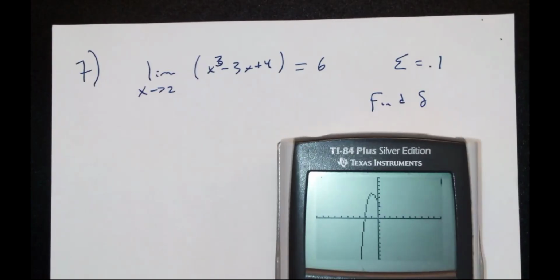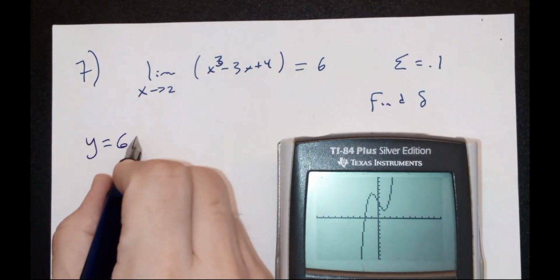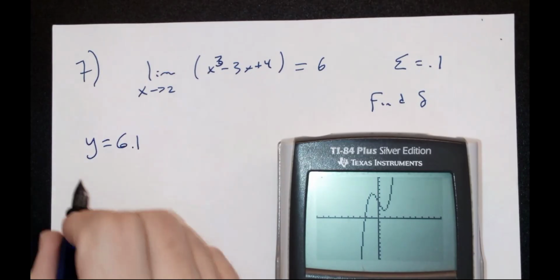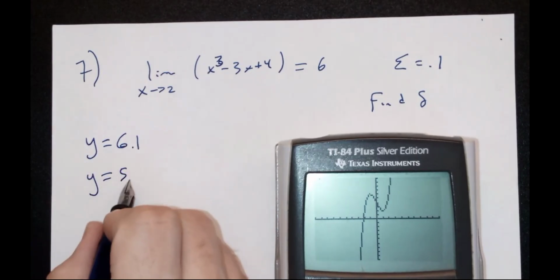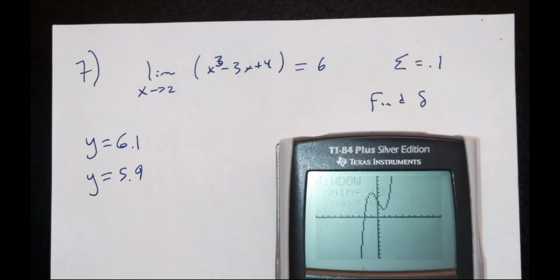There's my picture. I think as I get closer and closer to 2, the y value should be closer to 6. So I'm going to say epsilon is 0.1. That means I could be 0.1 above or 0.1 below. If I'm 0.1 above, I'm at 6.1. And if I'm 0.1 below, I'm at 5.9. Let's add those to my graph.